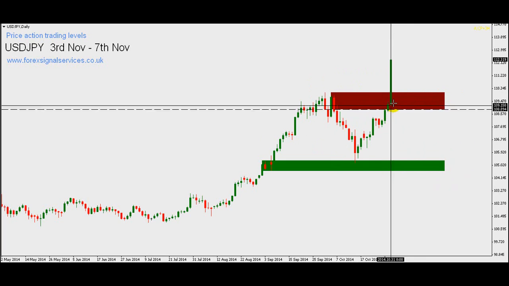Now this has been broken, so this level could turn into a demand level or a supporting level in the future. But at the moment on USDJPY, if I really wanted to trade this, I'd be dropping to 4 hour or 60 minute, looking to see if we got any pullbacks with some price action candlesticks within that.